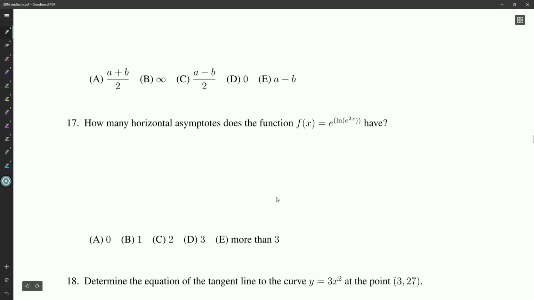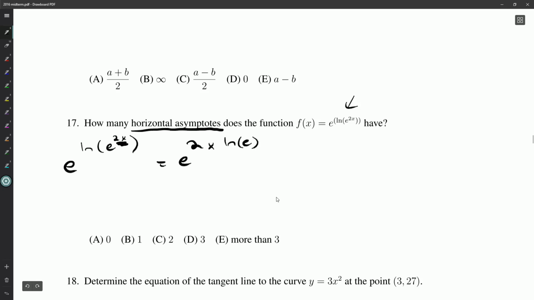Alright, so question 17. How many horizontal asymptotes does f of x equal to e to the ln of e to the 2x have? Now this part here just looks very complicated, so is there anything we can do to better understand this expression? Well, absolutely. We might remember our logarithm rules, that an exponent inside, this 2x, can come outside.